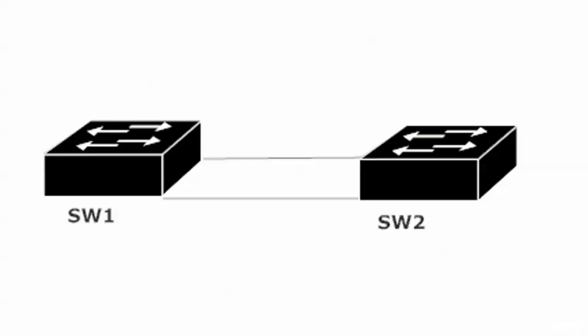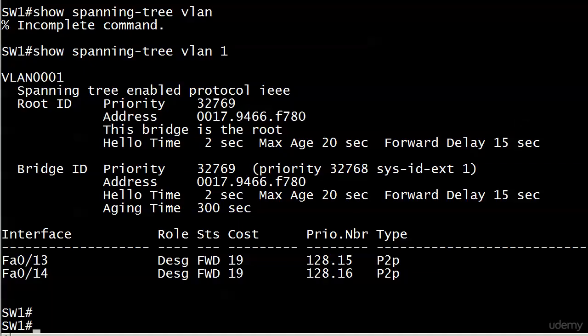And it might surprise you to find out so far that STP, even though it's trying to prevent switching loops, I mean, that's what we run it for, has not put any ports on switch one into blocking mode. So when we get to switch two, which by process of elimination must be the non-root, then we better see something in blocking mode.